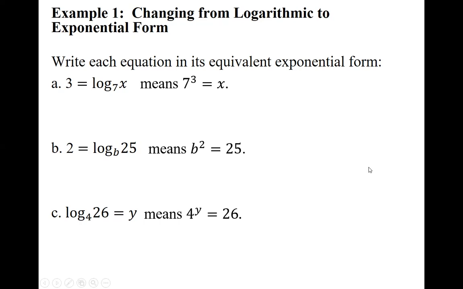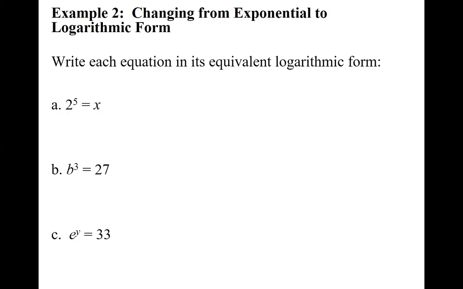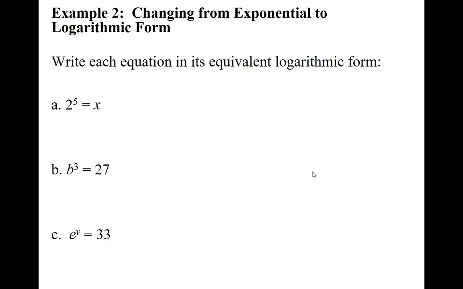Now we can go both ways. This was logarithmic to exponential. We can go exponential to logarithmic. The base here is 2. The exponent is 5. A logarithm is an exponent. Here the logarithm is 5. 5 equals log base 2 of what's left, of x. 5 equals log base 2 of x.